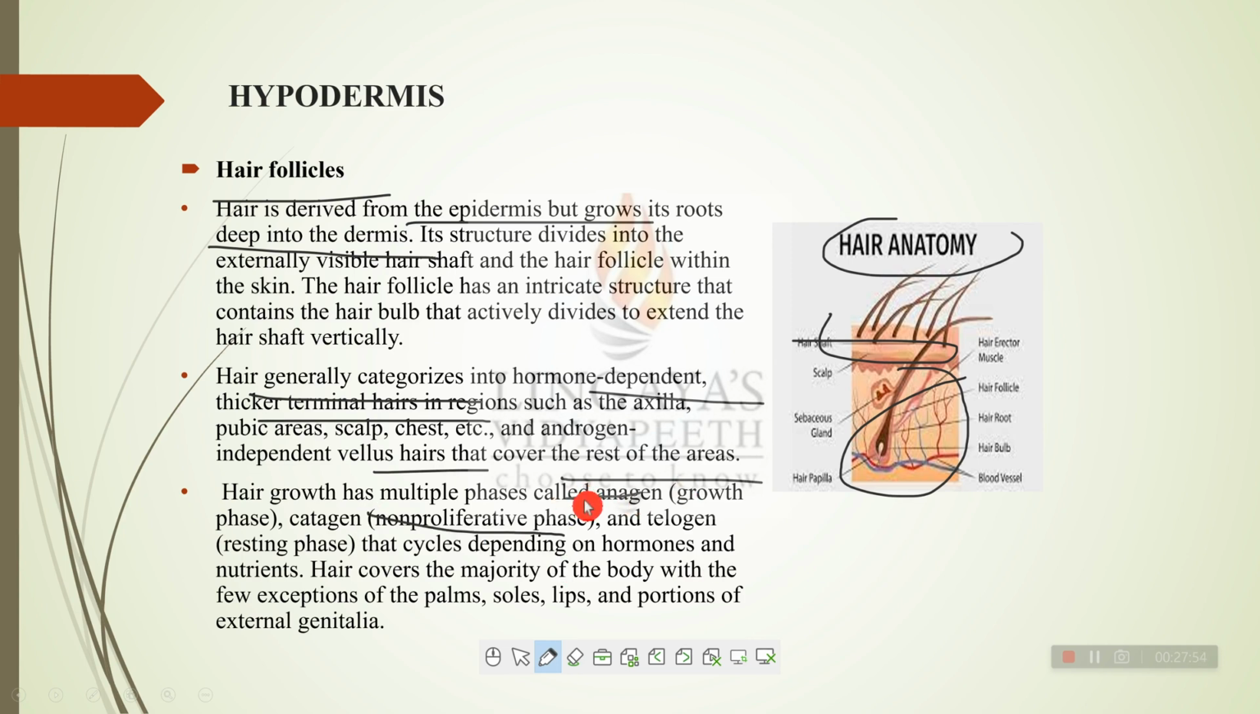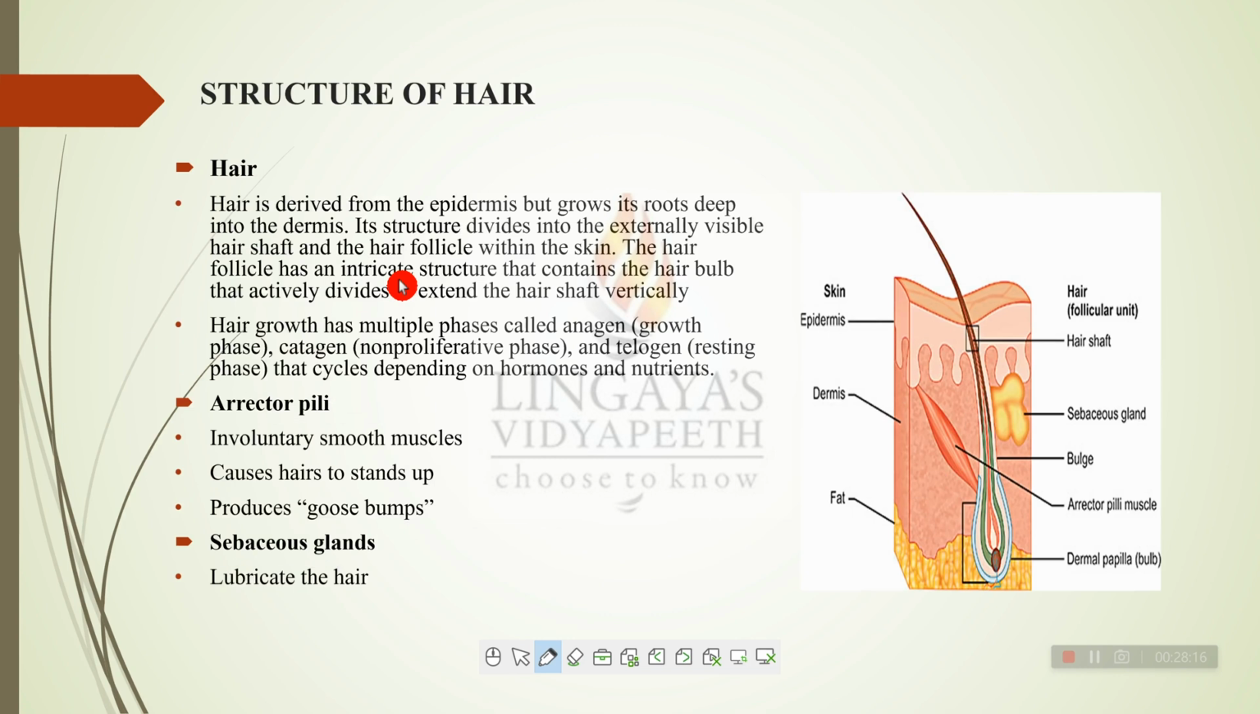Hair is generally categorized into hormone-dependent, thicker terminal hair in regions such as the axilla, pubic region, scalp and chest, because of hormone dependency, and androgen-independent vellus hair that covers the rest of the area. Hair growth has multiple phases: anagen, which is the growth phase, then catagen, which is the non-proliferative phase, and telogen, which is also called the resting phase. The hair growth cycle is dependent completely on hormones and nutrients.